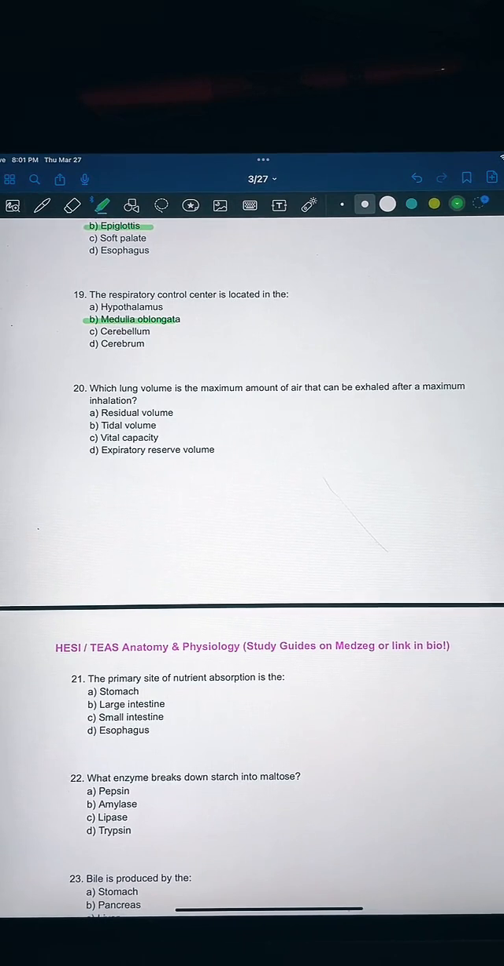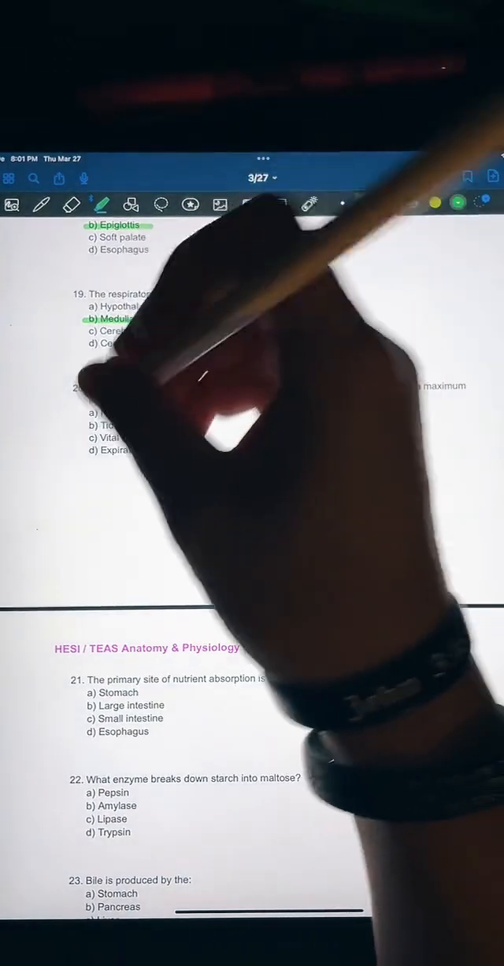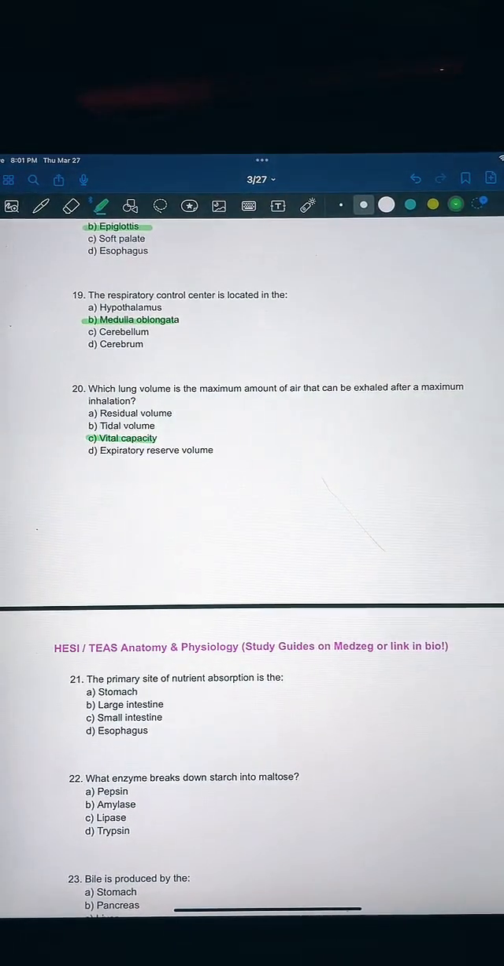Awesome, guys. You guys are killing it. The answer is C. It is vital capacity. Vital capacity is the total amount of air exhaled after a maximal inhalation.